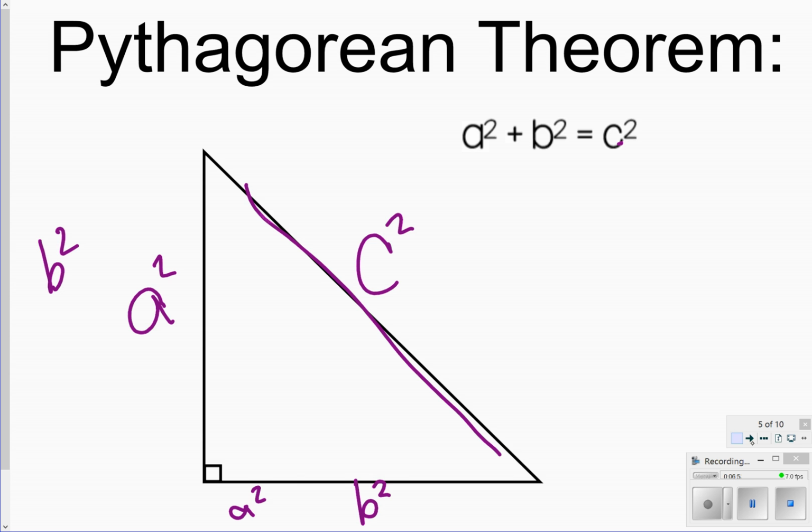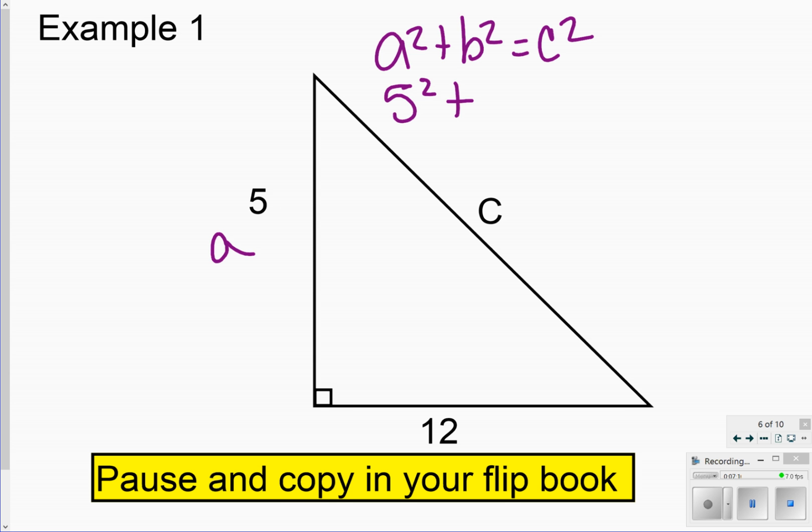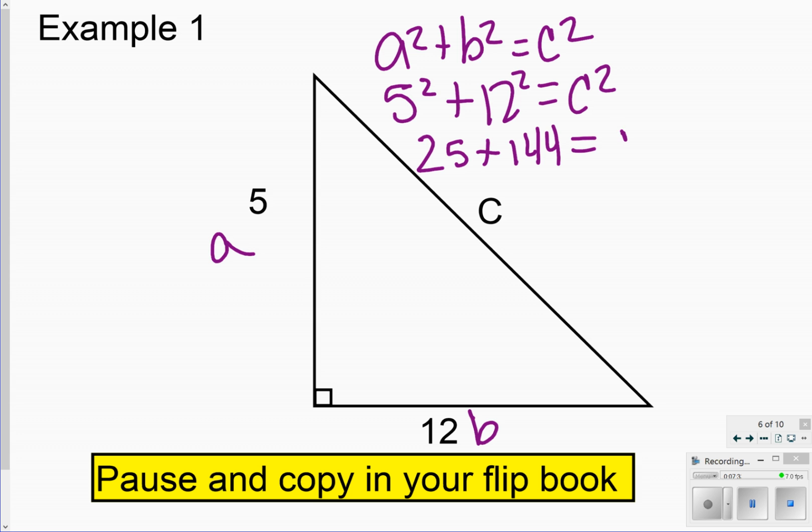Let's do some practicing, okay? Here is our first example. In your flipbook, you have a triangle with these numbers in it, and we're going to apply our Pythagorean theorem. Again, a squared plus b squared equals c squared. So if this is a, then this is b: 5 squared plus 12 squared will equal c squared. We put that information into our formula, and then we calculate it. So we have 25 plus 144, and it will equal c squared.